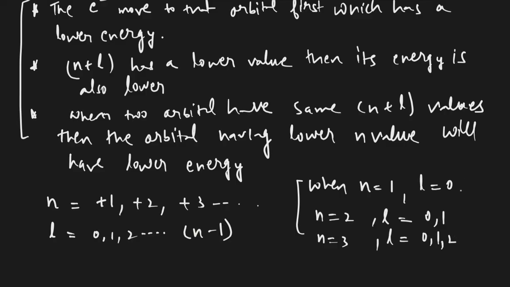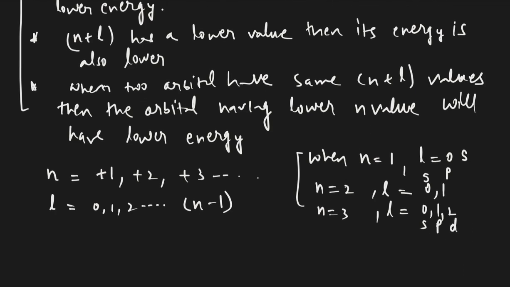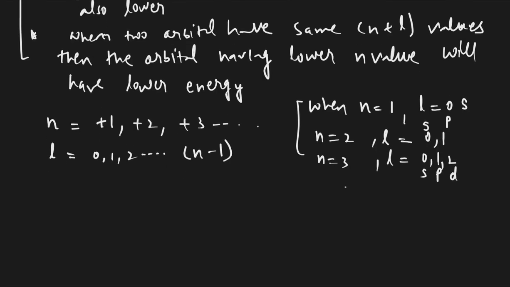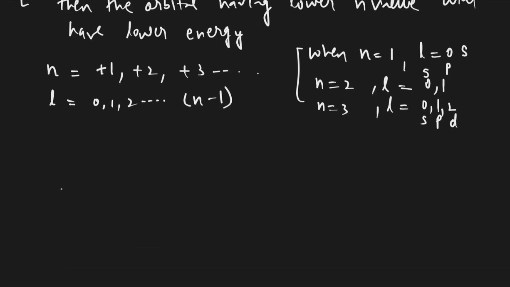And these values have specific names. When L is 0, the name is s. When L is 1, the name is p. So this is s, this is p. When L is 2, its name is d. And when L is 3, its name is f, and so on. Okay, so this is a short recap. If you want to study this in detail, you can watch the first video of this series. All right, so let's start applying these rules.